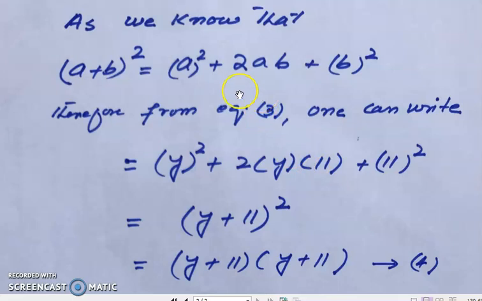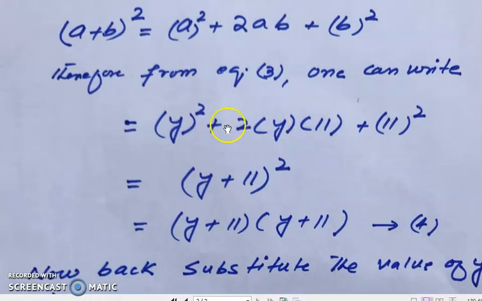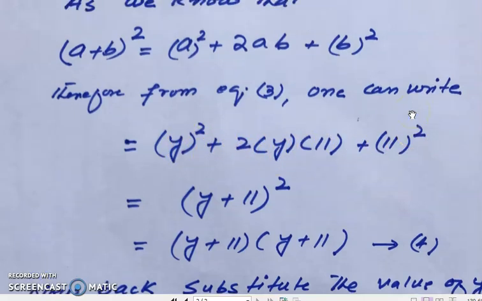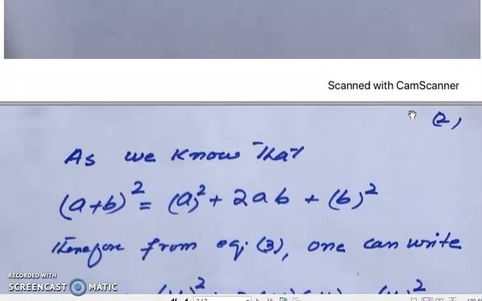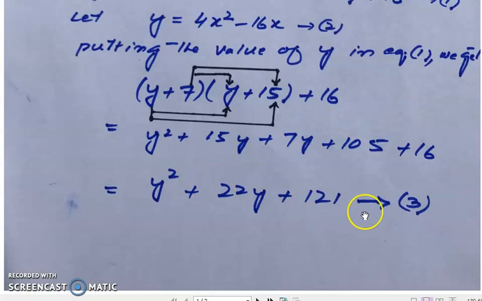As we know the identity, which is very familiar to you, a plus b whole square equals a square plus 2ab plus b square. Therefore, from equation number 1, we can write it as y square plus 2y into 11 plus 11 square. This was the closed form. We have written this equation in the form of a complete square. We have chosen this first term as a, this term as b, a square plus b square plus 2 into b into a.